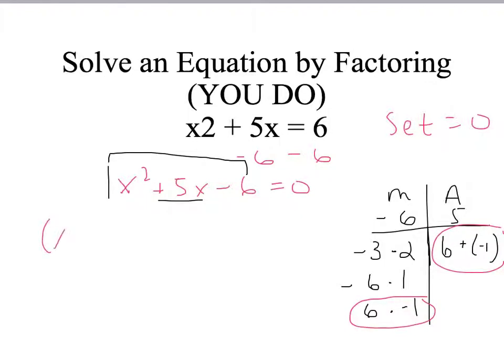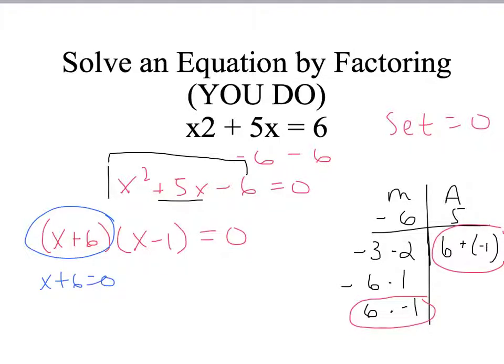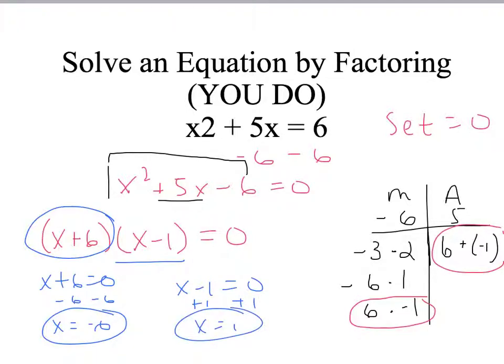So I now have x plus 6 and x minus 1, because 1 is negative and 6 is positive, is equal to 0. Now separate each one. x plus 6 equals 0, so I can solve and get x is equal to negative 6. The other one, x minus 1 is equal to 0, solve, x is equal to 1. So the two answers here are x is negative 6, and x is also equal to 1.